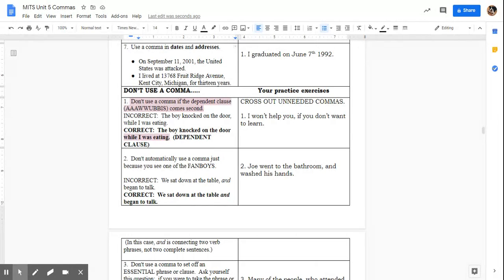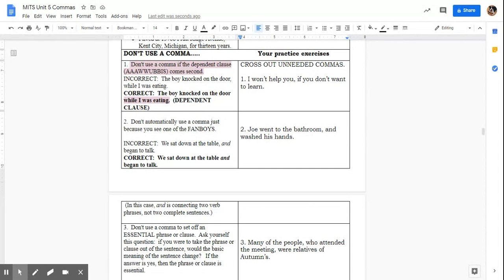So I graduated on June 7th, 1992. You will simply place the comma. I'm going to delete the 7th because I rarely actually use that. And I'm going to go ahead and place that comma right after that 7. Okay.